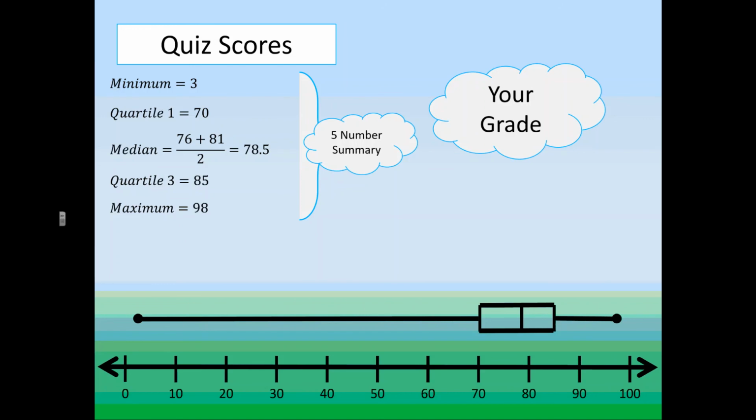This box and whisker plot then is a beautiful visual representation of all of those numbers. So instead of looking at just a list of quiz scores, you can look at a box and whisker plot and figure out what it looks like, what your grade looks like. It's called a box and whisker plot, of course, because we've got a box with whiskers. Yes, mathematicians are that inventive. Box and whisker plot.